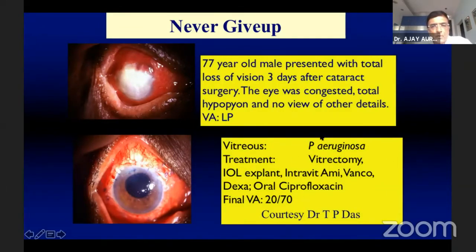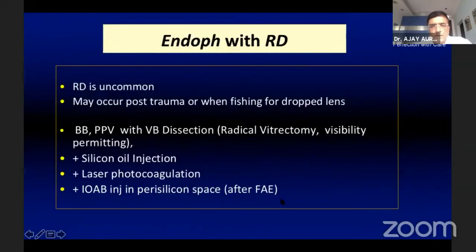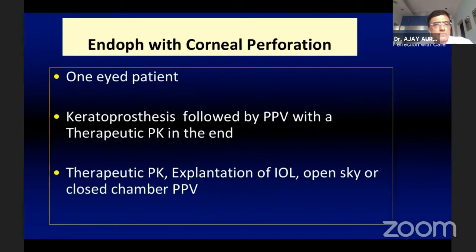This is what I've taken from the DASIS presentation, which was reported, where a 77-year-old man presented with total loss of vision 3 days after cataract surgery. The eye was congested with a visual acuity of LP, underwent vitrectomy, and the patient finally improved to 20/70. So, end off with retinal detachment: you have to use silicone oil, you have to do a radical vitrectomy, you have to do laser photocoagulation, and post-operatively you need to give intraocular antibiotic injection in the peripheral space.